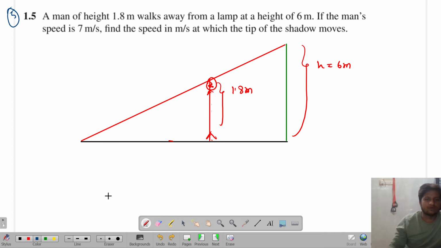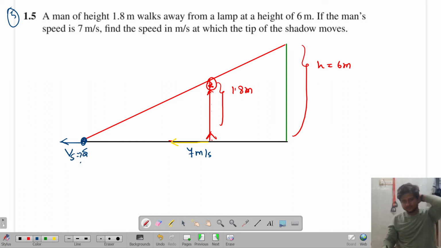So if it is walking away from the lamp, this will be the direction of it, and this is given as 7 meter per second. If it is walking away, what is going to happen? This shadow is also going to walk away from it. It is going to increase, and you have to calculate the velocity of this tip. This is my shadow, so V of S is what we need to calculate.